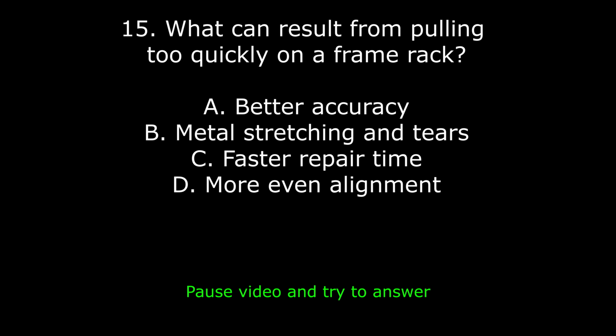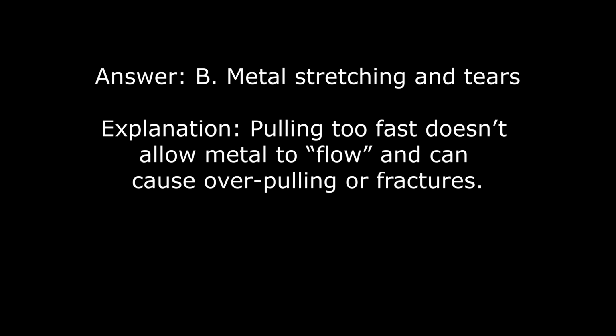15. What can result from pulling too quickly on a frame rack? A. Better accuracy. B. Metal stretching and tears. C. Faster repair time. Or D. More even alignment. Answer: B. Metal stretching and tears. Explanation: pulling too fast doesn't allow metal to flow and can cause overpulling or fractures.